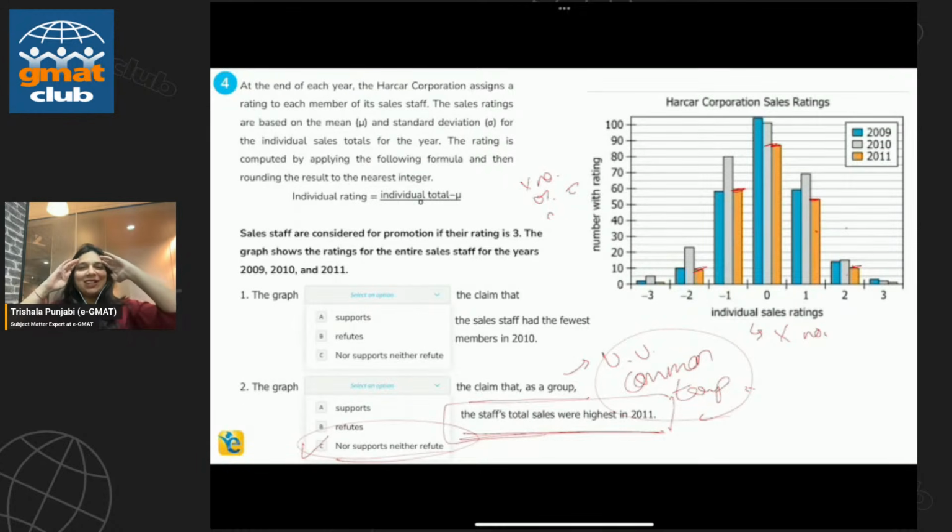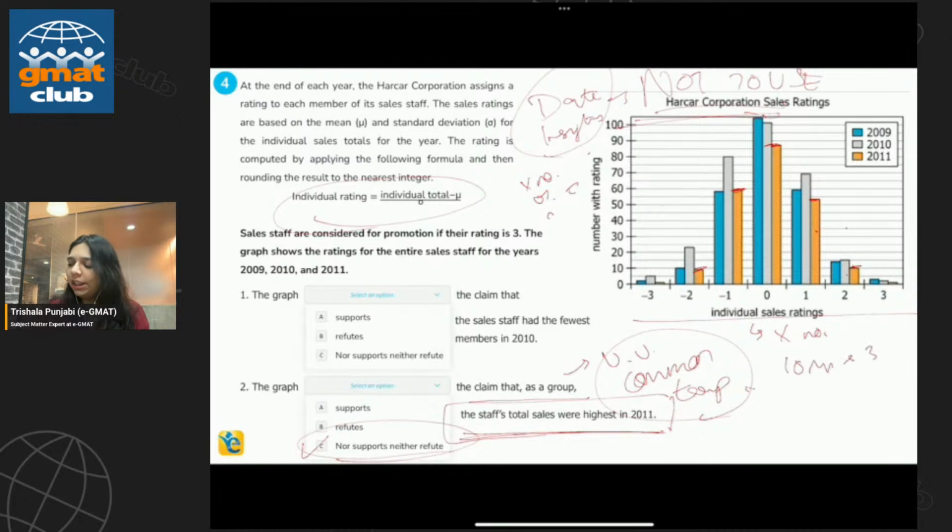The formula is just to throw us off. That is why it is data insights. There are two things in data insights: what data to use and what data not to use. They are testing us on both these things. The entire purpose of showing the formula was so that we could infer that the 0, 1, 2, 3, 4 is not based on the number of sales. It's not that if you're doing 10 million, you are at 3. If you are doing 1 million, you are at -1.